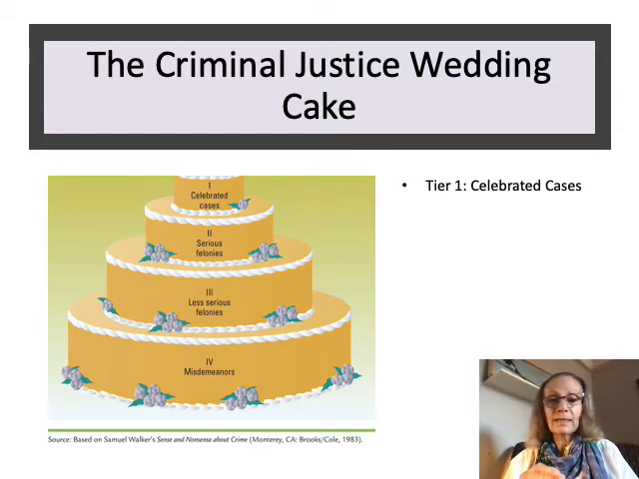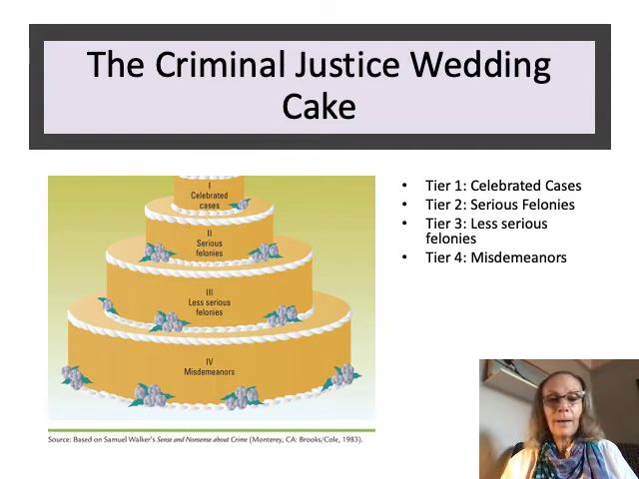Those kinds of cases get the most attention from the criminal justice system. That's why it's at the top, but it's also a small tier because there aren't a lot of celebrated cases. The second case there, and I'm just going to put all of these up so we can look at them individually, and I can put my laser pointer back on.